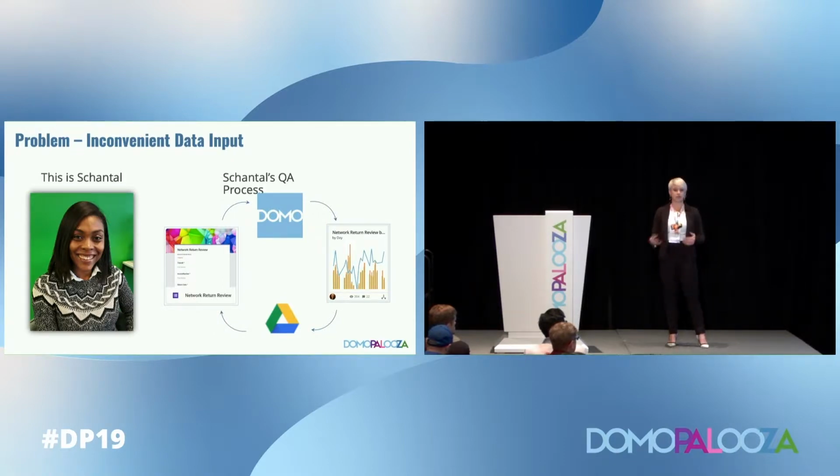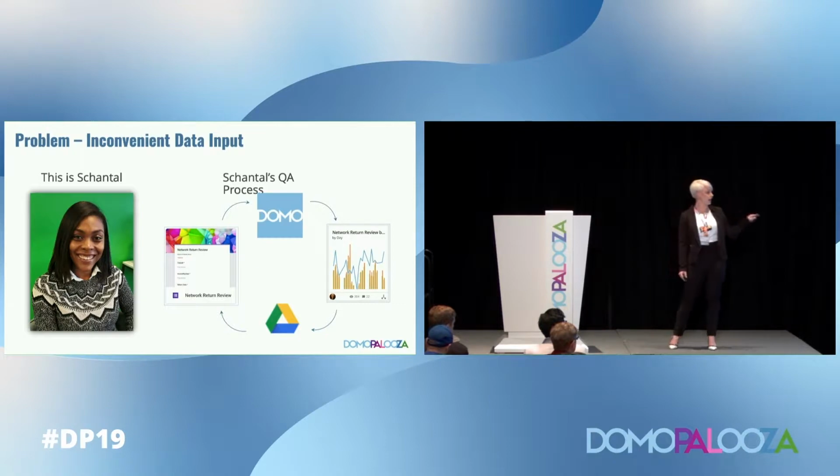So you see she's got several different steps in here. She's got to log into two places just to input the data that she's working on. And not only that, as an administrator, I have to manage her access to both Domo and Google Drive. So this is kind of a choppy process and situation for everybody.